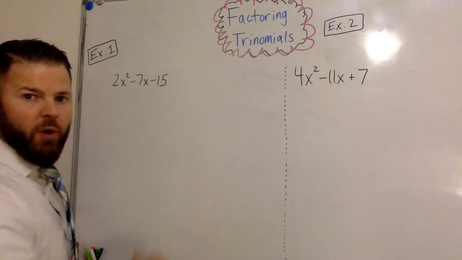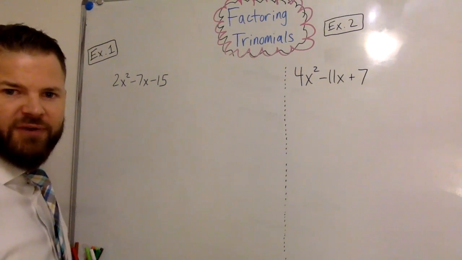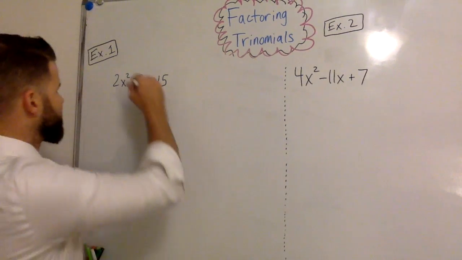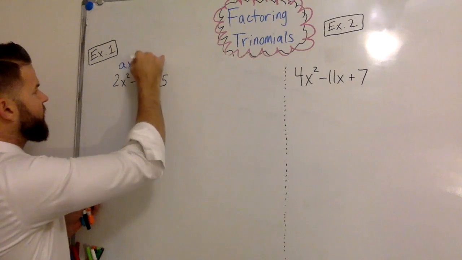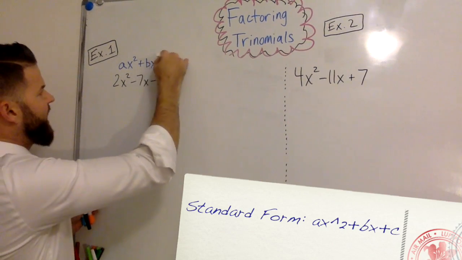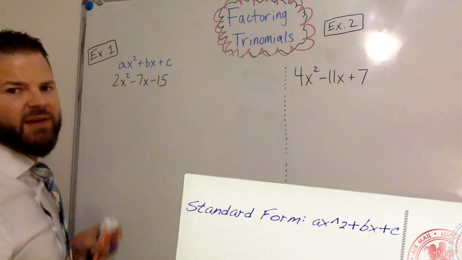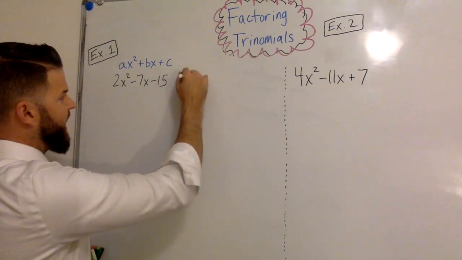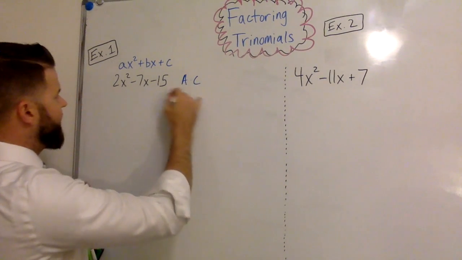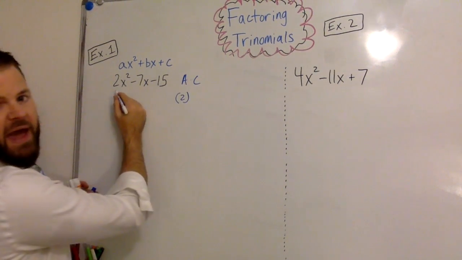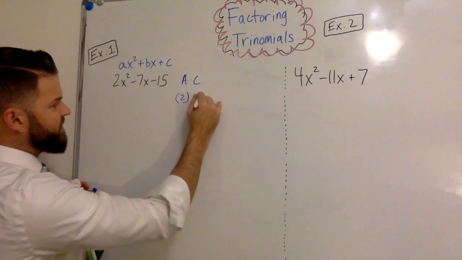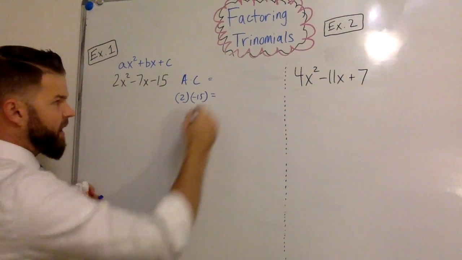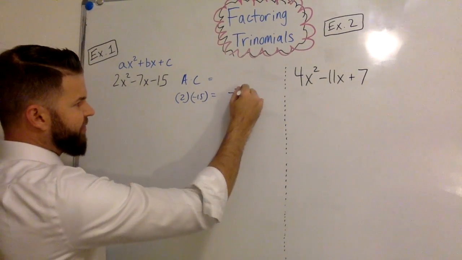Alright, so example number one, the first guy on our hit list is this fella, and I'm going to use the box method to factor this monster. So this guy's already in standard form, and by standard form, I mean ax squared plus bx plus c. So step one is to multiply your a times your c. In this case, I got a 2 for my a, and I got a negative 15 for my c value. Now, if I multiply those together, I'm going to get a negative 30.